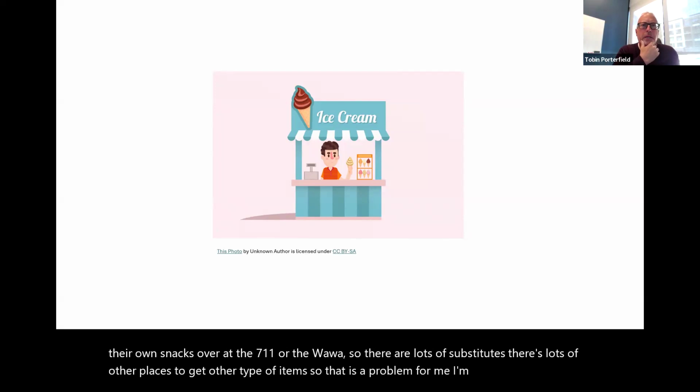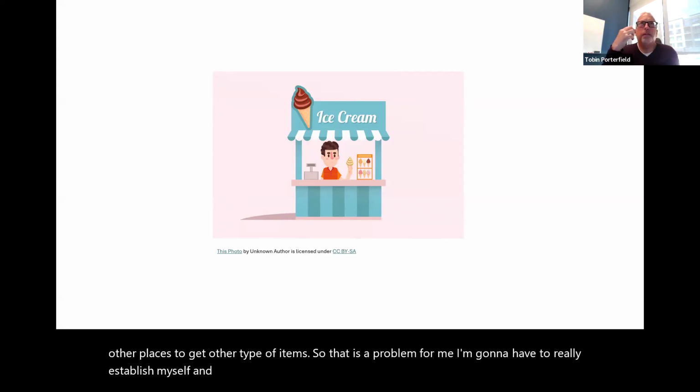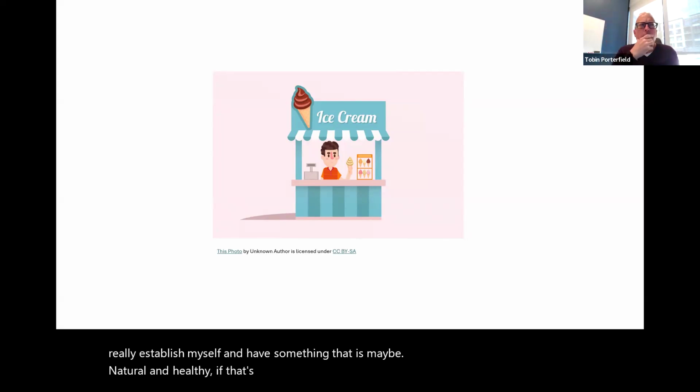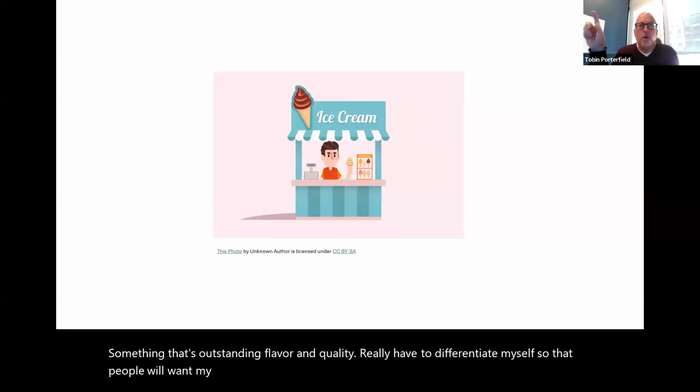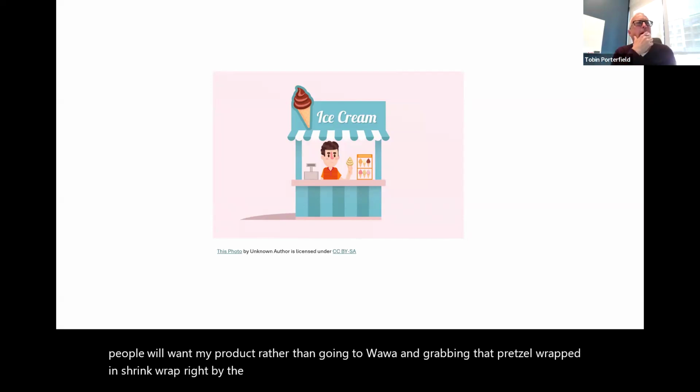I'm going to have to really establish myself and have something that is maybe natural and healthy, if that's possible with ice cream. Something with outstanding flavor and quality. I really have to differentiate myself so that people will want my product rather than going to Wawa and grabbing that pretzel wrapped in shrink wrap right by the counter. I really love this.